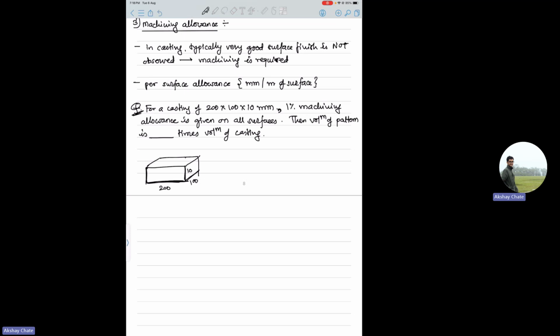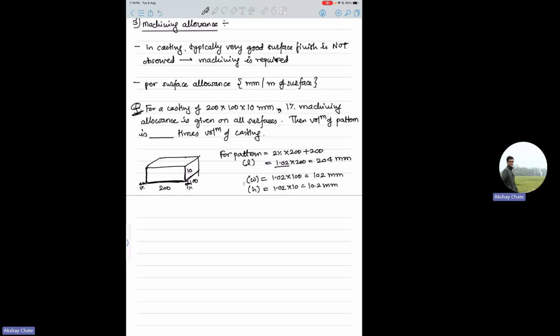So for the pattern, you have to give an additional 1% here as well as 1% here also. So that is 2% into 200 plus 200. Okay, so that is 1.02 into 200, that is 204. Yeah, 204 mm. Similarly, this is the length of your pattern. Width of your pattern will be 1.02 into 100. That comes out to be 102 mm. And height of your pattern comes out to be 1.02 into 10.